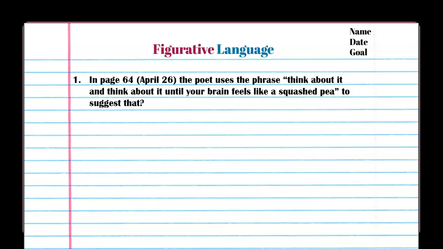So you're just thinking and thinking about it, so it feels like a squashed pea. That means you've been going over the same thing over and over again. So we're going to go ahead and write, the poet used a simile. Remember, it's a simile because it compared the brain to a squashed pea, to compare his thoughts to being smashed into his head. That means it's replaying in his head over and over again. He keeps thinking about it. So I'm going to give you a minute to copy that.